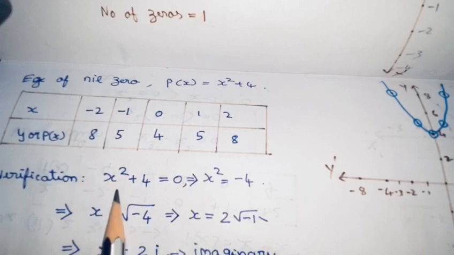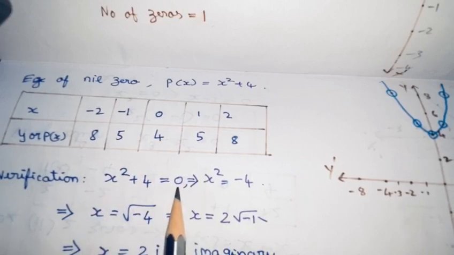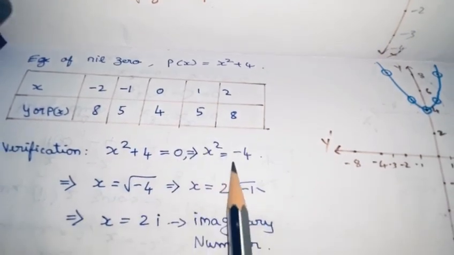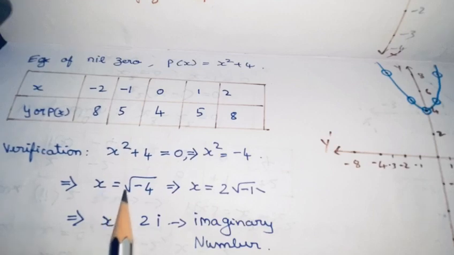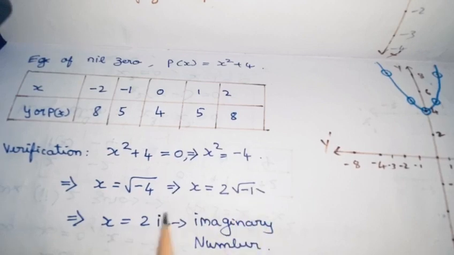Now, to verify that, you are going to equate it to 0 and find the results. On equating it to 0, you get x square is equal to minus 4. The value of square root of minus 1 is generally i, imaginary number. Hence, the value of x becomes 2i. Since it has an imaginary number, it does not fall under the real number. So, it has no real roots and hence it is said to be nil zeros.